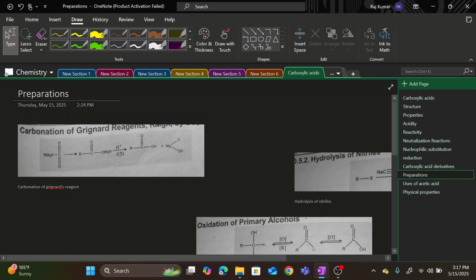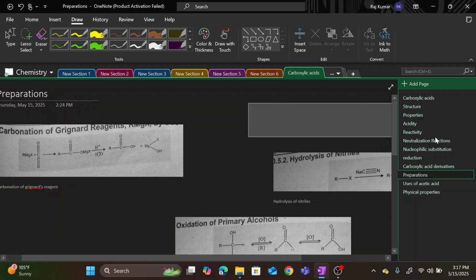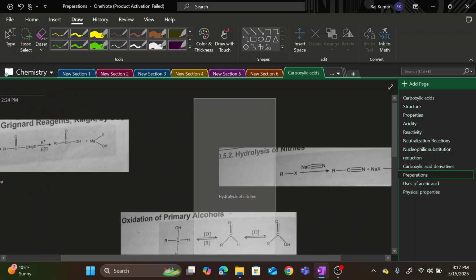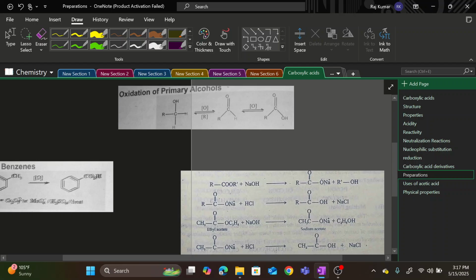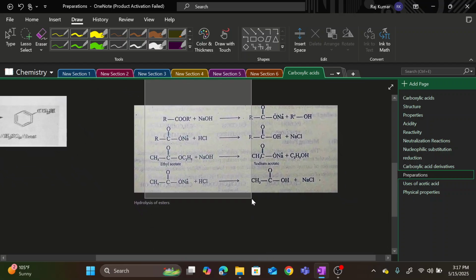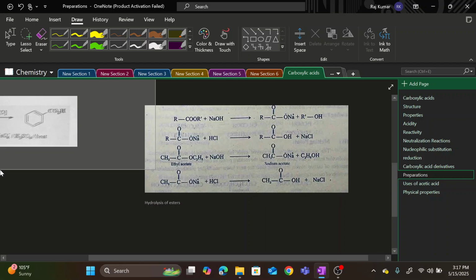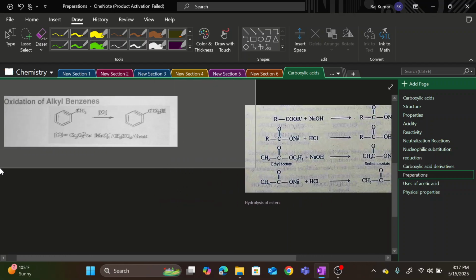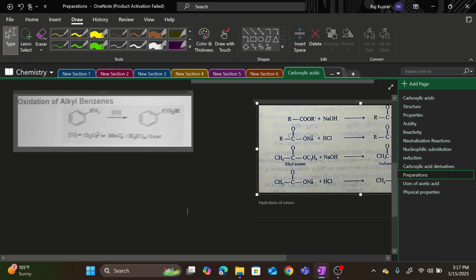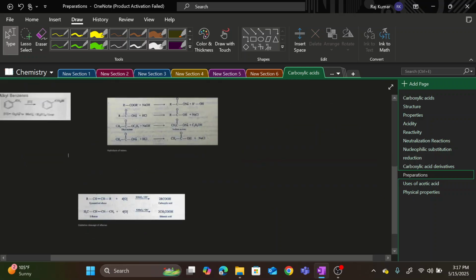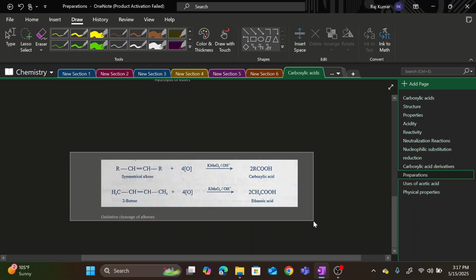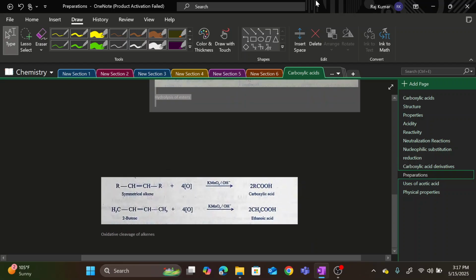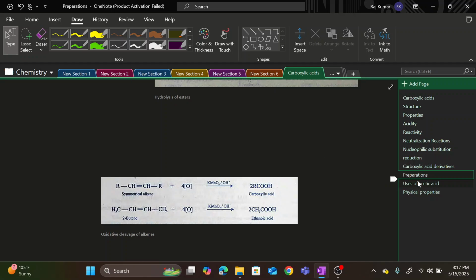When we perform carbonation of Grignard's reagent, we get carboxylic acid. Hydrolysis of nitrile gives us carboxylic acid. Oxidation of primary alcohol, as well as aldehydes, gives us carboxylic acid. Hydrolysis of esters gives us carboxylic acids, and there's oxidation of alkyl benzene, side chain oxidation, which gives us carboxylic acids. And oxidative cleavage of alkene, that's something which we have done. We perform the oxidation of symmetrical alkenes to produce carboxylic acids. This is the entire reaction.